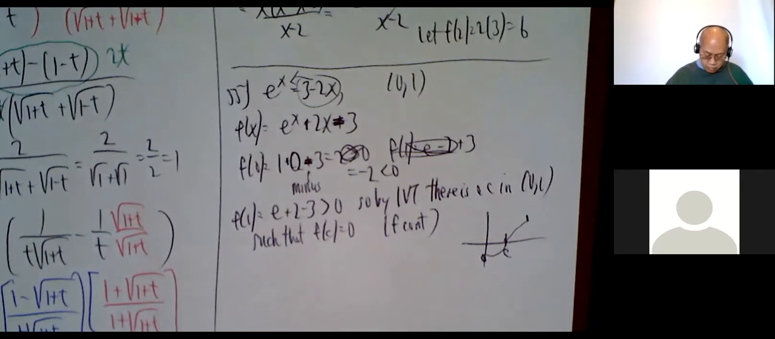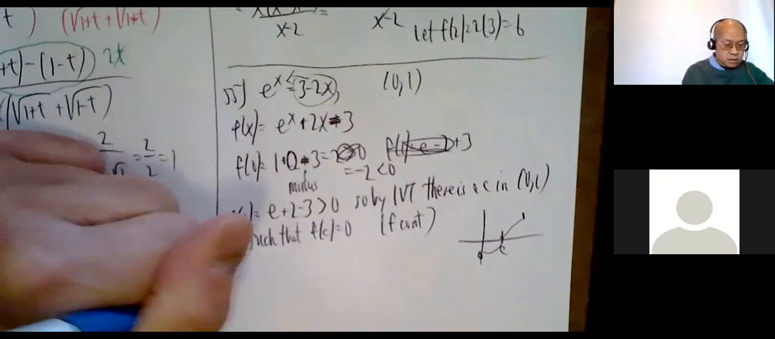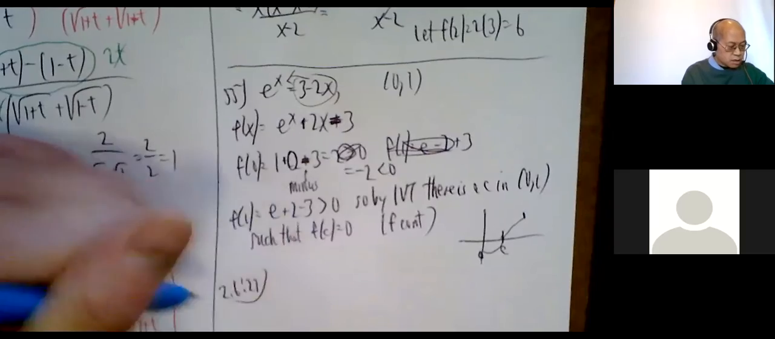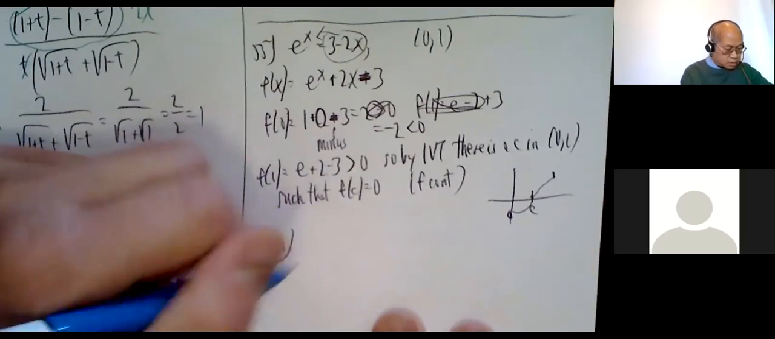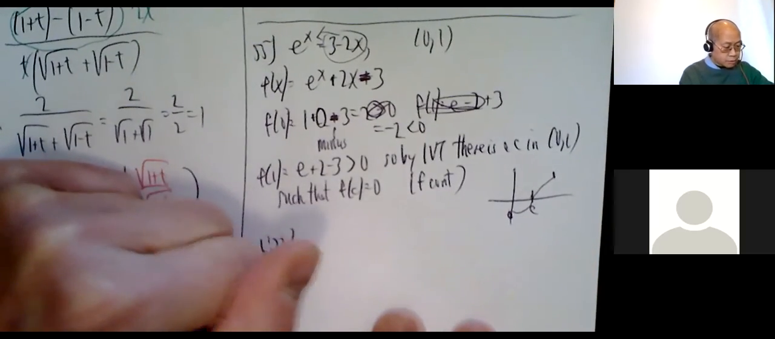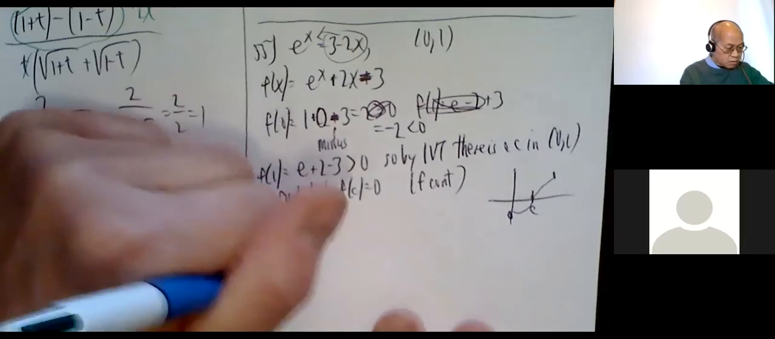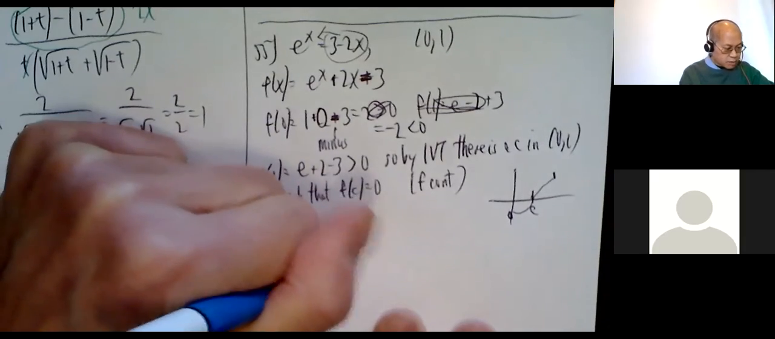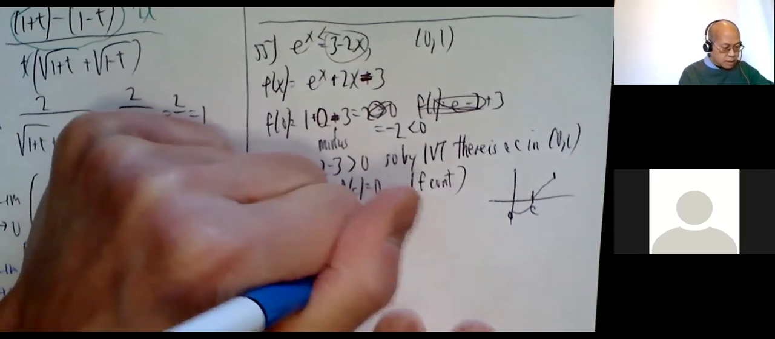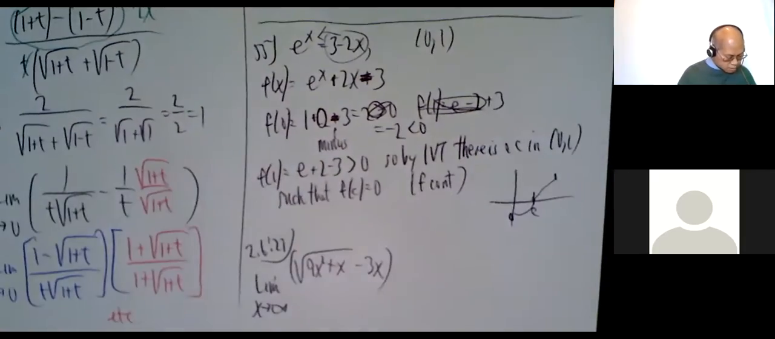See what I want to do over there. 2.6, 25. I think I did that one just at the end of class yesterday. So look at the video for that. 27. Okay. So limit as x approaches infinity of radical 9x squared plus x minus 3x.